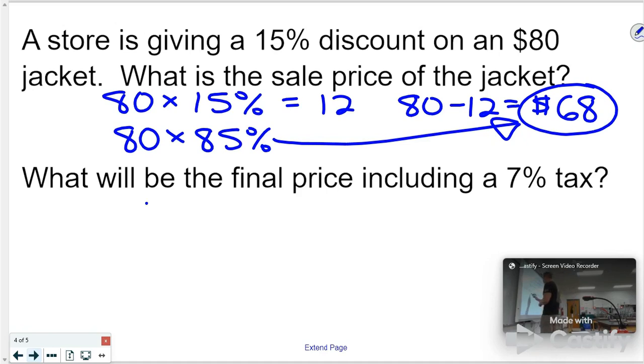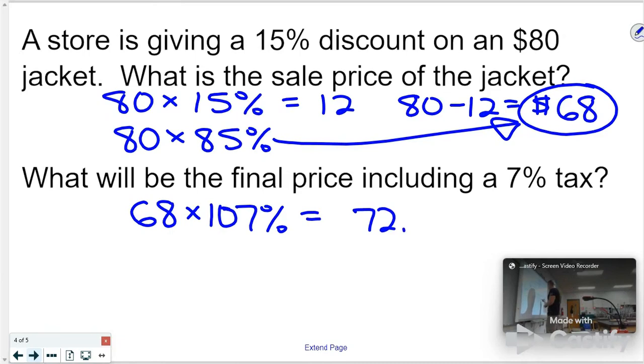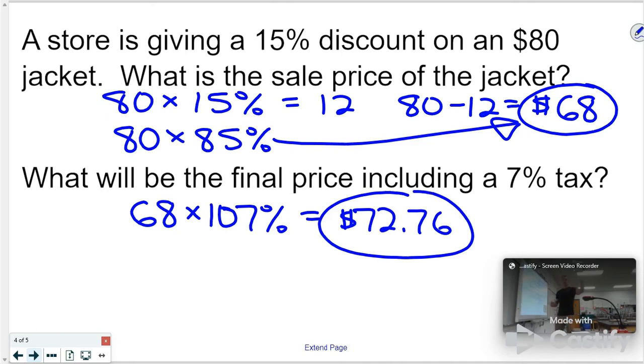So you could do $68 times 7% and then add that amount to the $68, or you could just do $68 times 107%, and that would give you the final price after the discount and the tax have been accounted for. And that would be $72.76 that you would end up paying with the discount applied and then the tax added on.